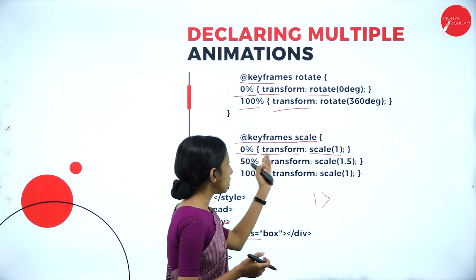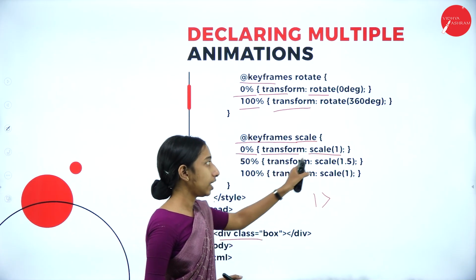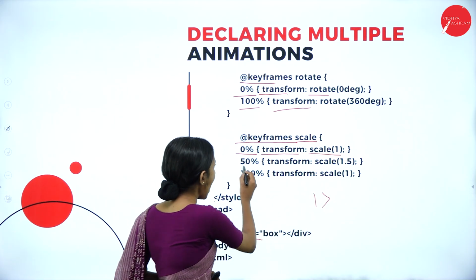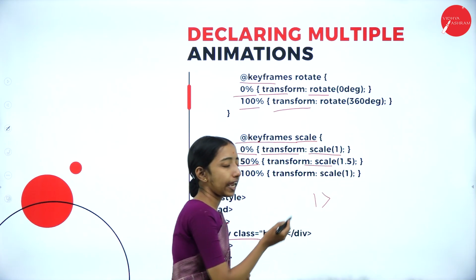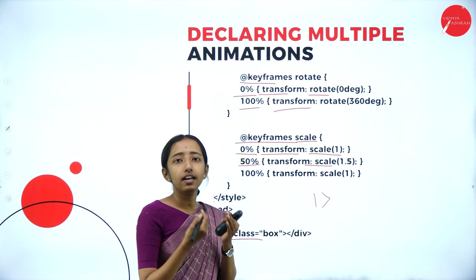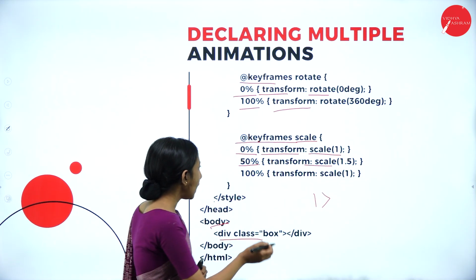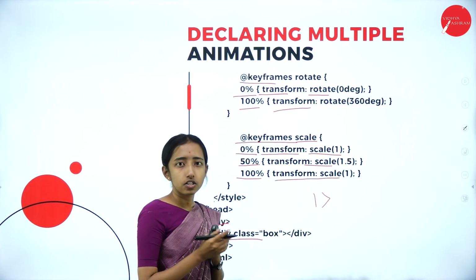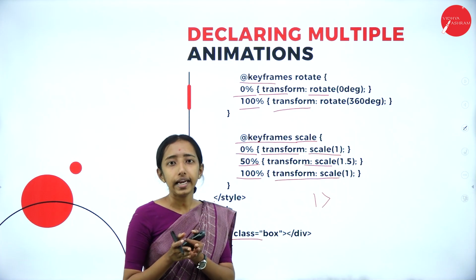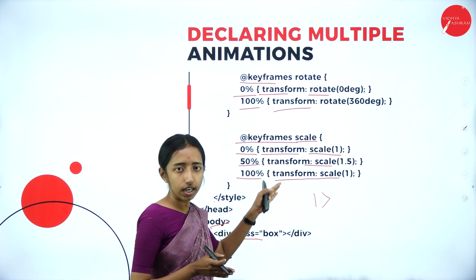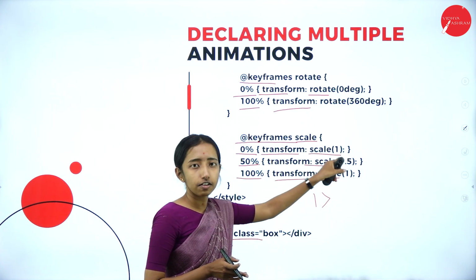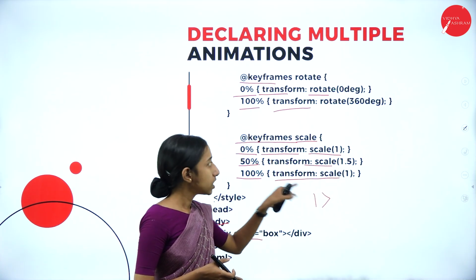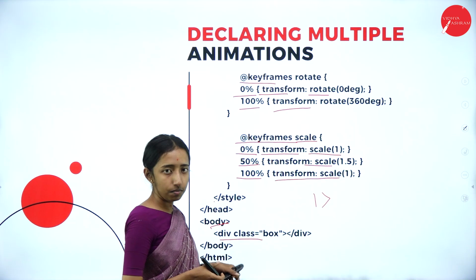Here the transform at the initial stage I have taken as 1. At 50% I have taken scale 1.5, meaning enlarge the box. Again at the final stage, transform scale 1. So first slow, speed up, slow. In the same way, with scale it first shrinks, next enlarges, and next shrinks. So now I have taken the two keyframes.